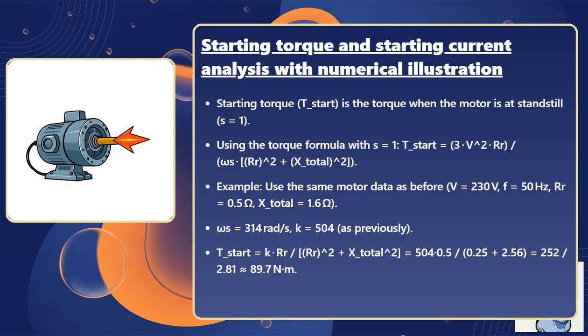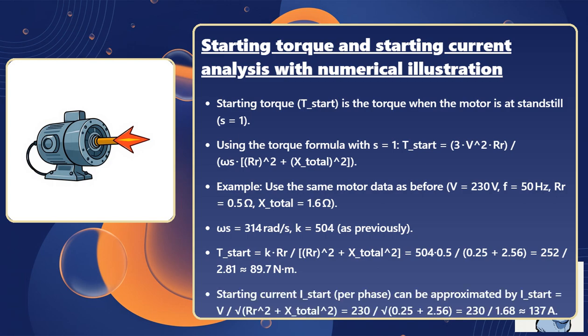T start equals K times RR divided by the sum of RR squared and X total squared, which is 504 times 0.5 divided by 0.25 plus 2.56, equals 252 divided by 2.81, approximately 89.7 Newton meters. Starting current I start per phase can be approximated by I start equals V divided by the square root of RR squared plus X total squared, which is 230 divided by the square root of 0.25 plus 2.56, equals 230 divided by 1.68, approximately 137 amperes.